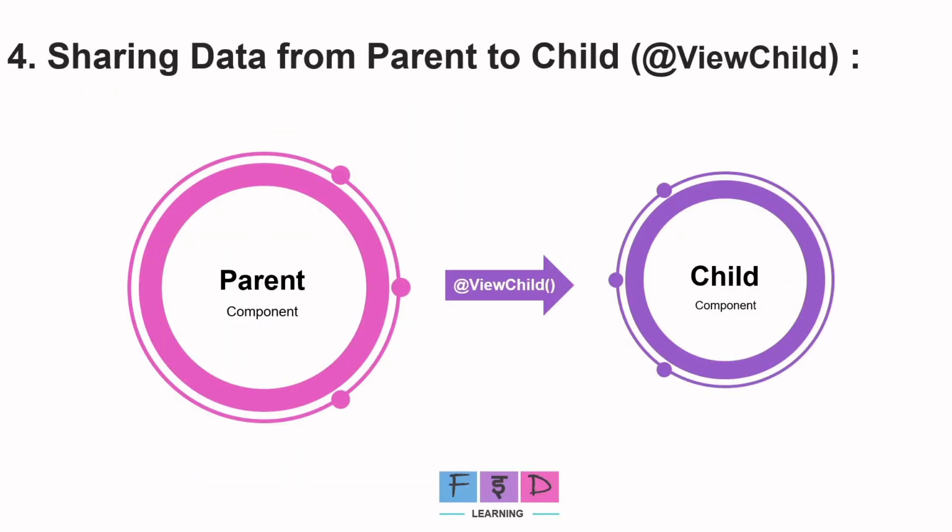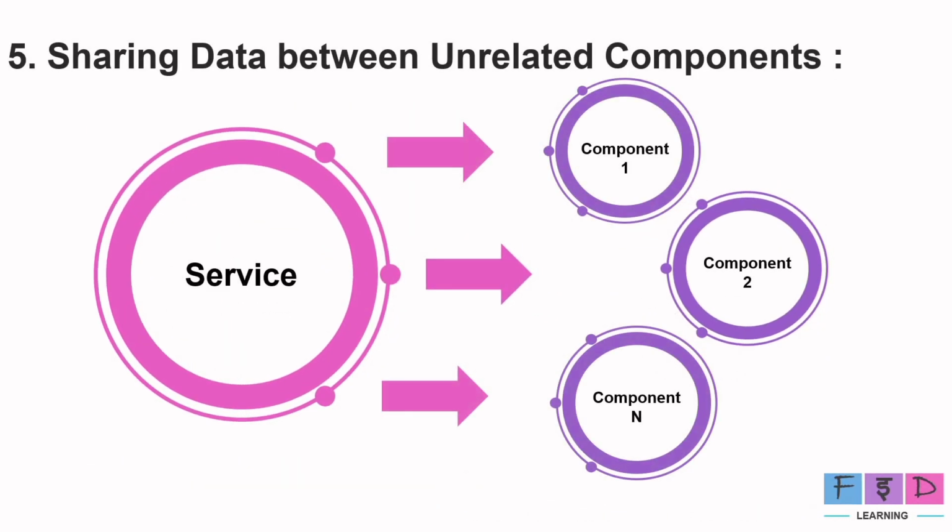Now last, let's discuss how to share data between unrelated components. This means sharing data between components that don't have a parent-child relationship. And as we have covered earlier in this series, the solution is to use a shared service. This allows us to share data between unrelated components using a common service. To do this, first we need to create a service that holds the shared data. Then we need to inject the service into the components that need to share data through their constructor. And then the components can access and update the shared data through the service.